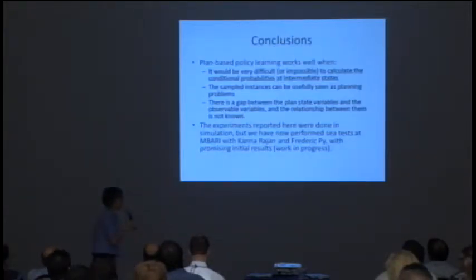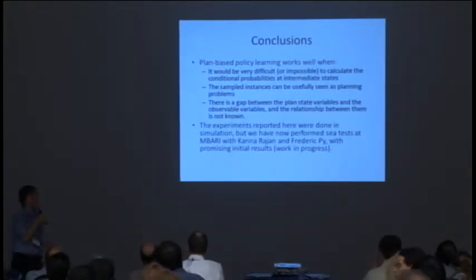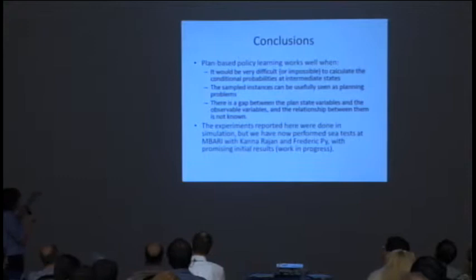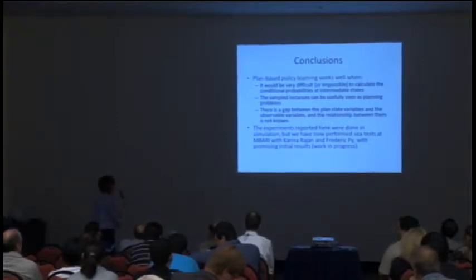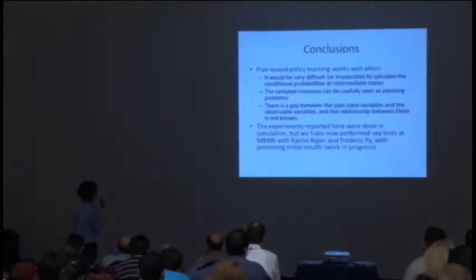So in conclusion, what we found, or what we think is the case, is that plan-based policy learning works very well when it would be very difficult or impossible or computationally far too expensive to calculate the conditional probabilities at the intermediate states. In those cases, we think plan-based policy learning saves a lot of computational effort. We also require that the sampled instances can be usefully seen as planning problems, because it's nice to have an interesting planning problem there, so that you get the leverage off the planner working in that phase. And then we see a gap between the plan state variables and the observable variables that actually matter in terms of execution. Where there's that gap and the relationship between them isn't necessarily known, then the plan-based policy learning method works pretty well.